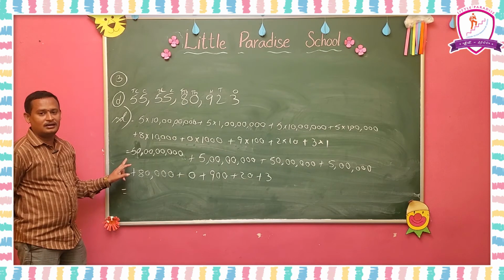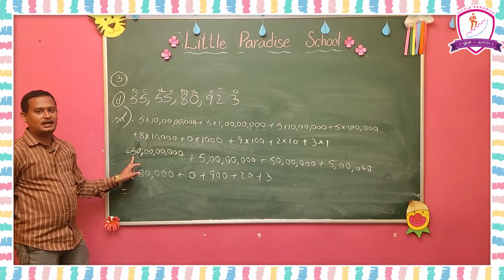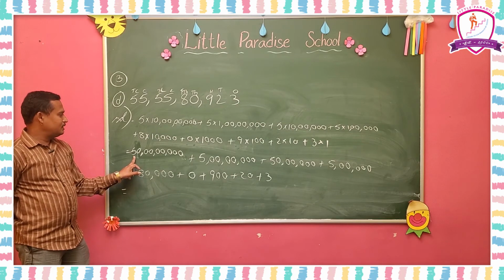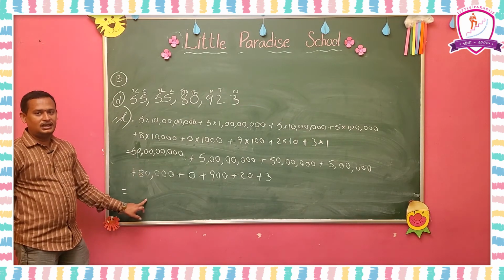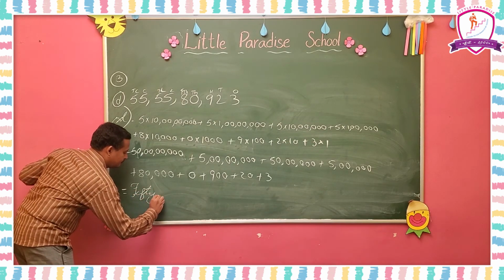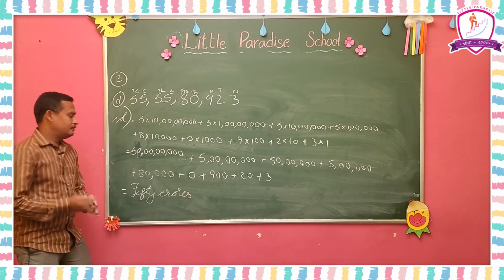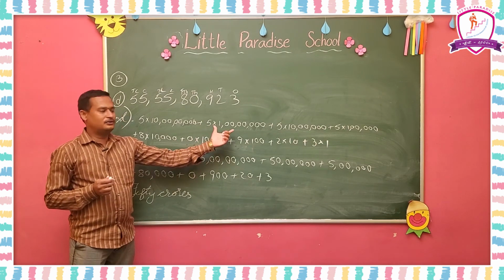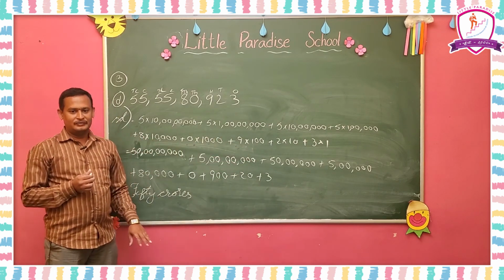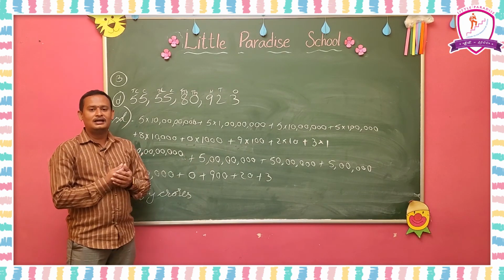Write the given number in expanded form. Then you have to write the inverse. You have to write the inverse for each and every place value. So here the place value of 50 crores is here. 50 crores you have to write 50 crores. And it is 5 crores plus 5 crores plus 50 lakhs, like that you have to complete this. Understood? Like this you have to complete the 1, 2, 3 checkpoints I have explained.